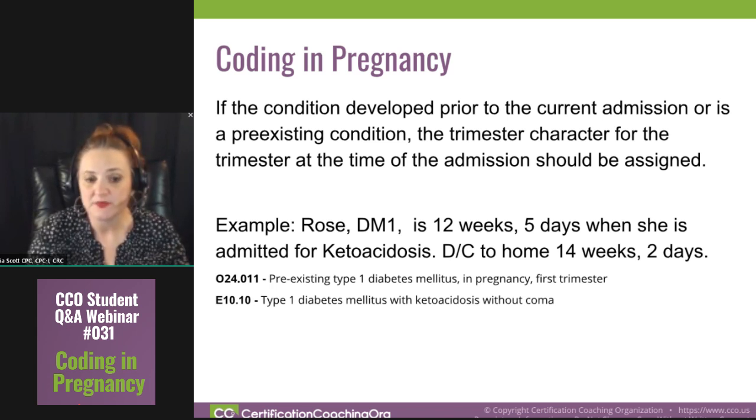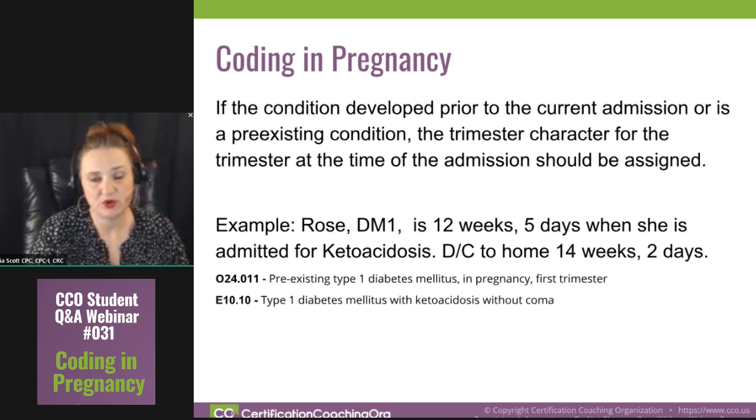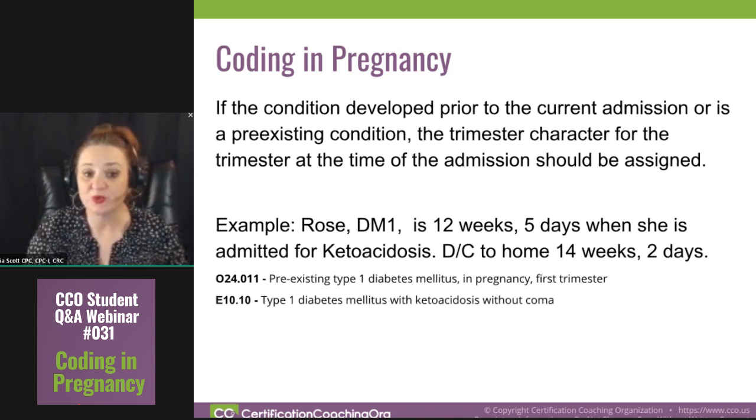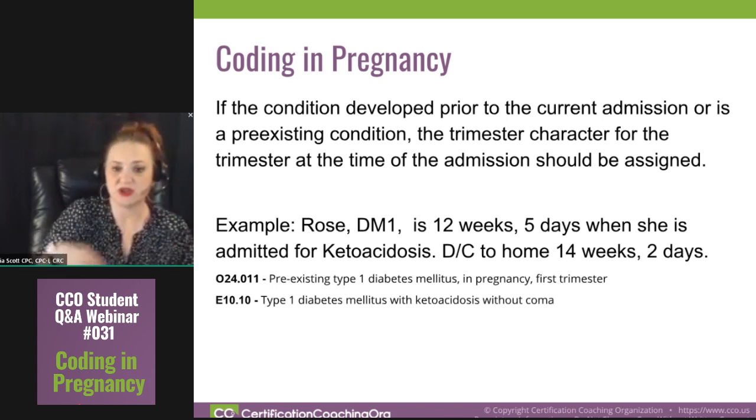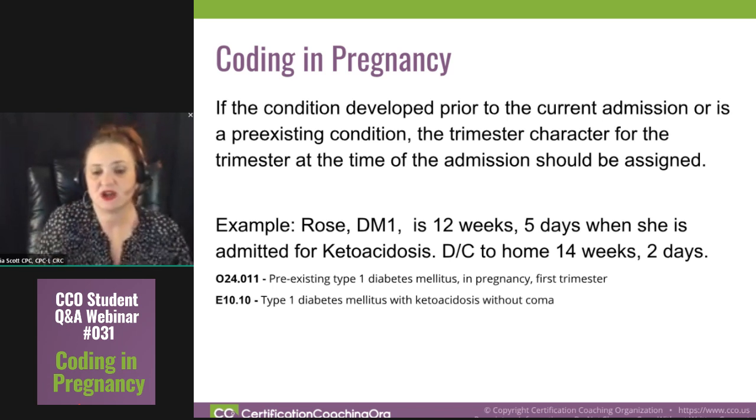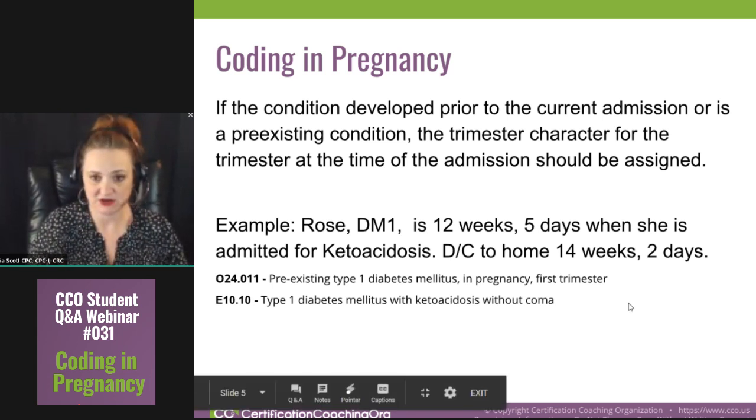So if you go look at the diabetic code E10.10, it directs you to O24.0 if the patient is an obstetric patient, right? But the key here is first trimester, even though she's discharged in the second trimester, because it's a pre-existing condition. Okay, now the ketoacidosis is new, but it doesn't matter. It's the type 2 diabetes or the type 1 diabetes that we're talking about. So again, don't overthink the disease process. I'm just trying to give you an example of trimester here.